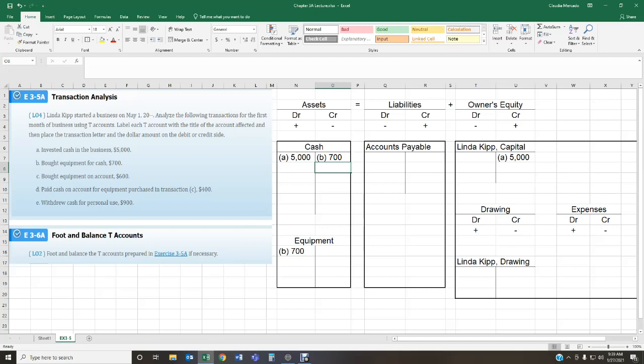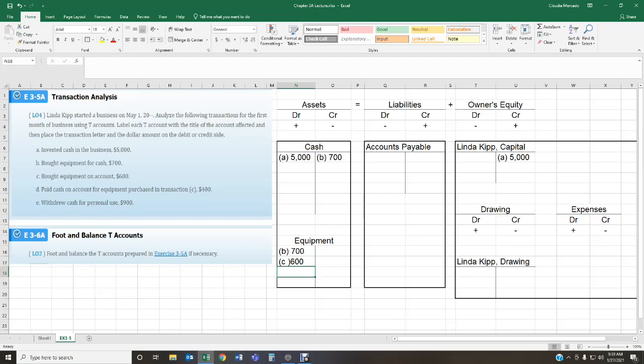Letter C. You bought more equipment, but this time you bought it on account, $600. So you bought it, but you're going to pay it later on. Okay, so letter C. You bought equipment for $600. So do we have more or less equipment? Well, we have more equipment because we purchased equipment for $600.